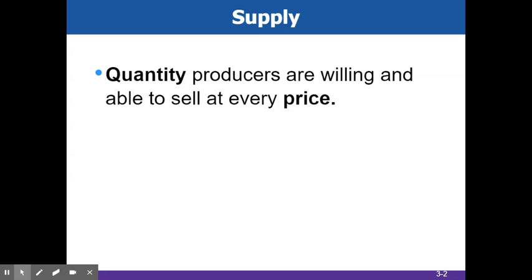And the key thing to remember about producers is that they are concerned, number one, with profit. Can they profit from a decision? And if the answer is yes, they're willing to do it. And if the answer is no, they are not.